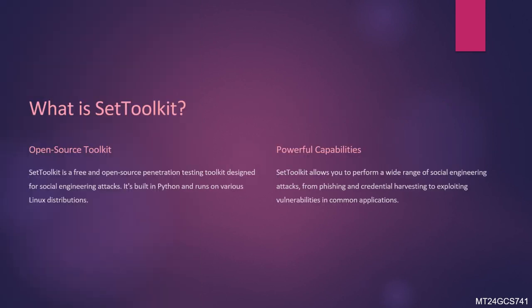Let's start with SET toolkit, also known as the Social Engineering Toolkit. It is an open source penetration testing framework designed especially for social engineering attacks. SET toolkit is written in Python and works in most Linux distributions. Its capabilities include phishing, credential harvesting, even creating malicious QR codes. It is a powerful tool for understanding how social engineering works, and for training teams to recognize these types of attacks.